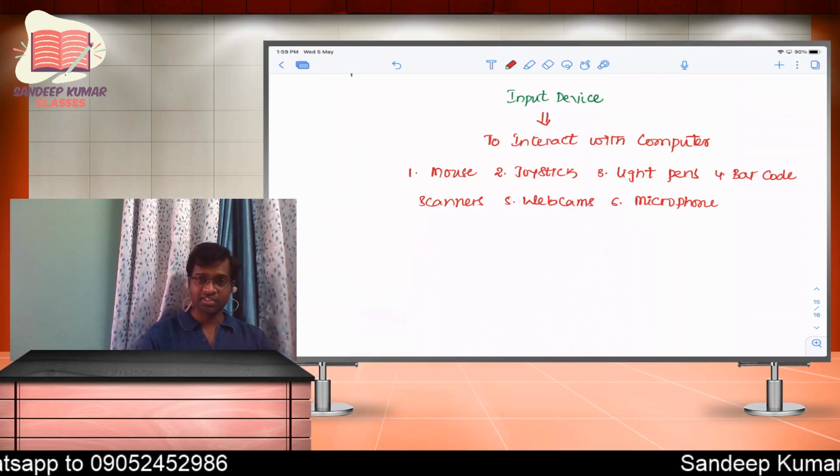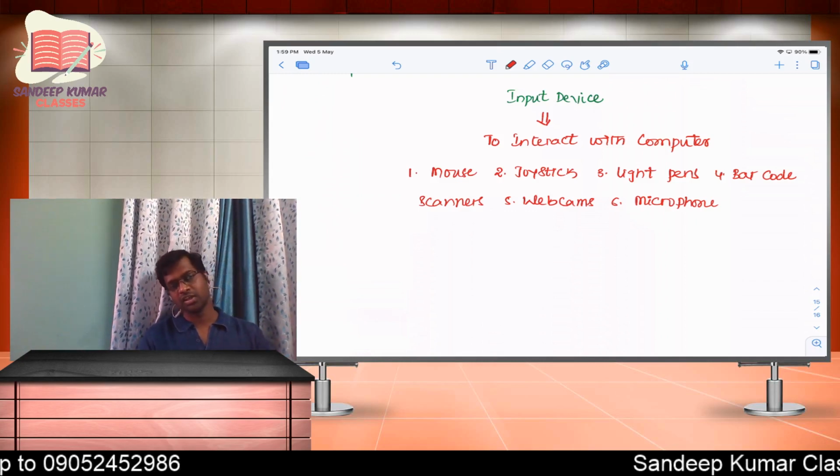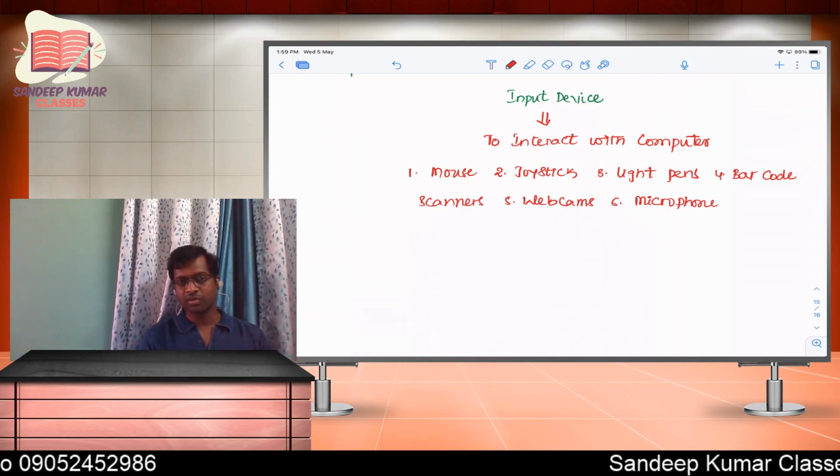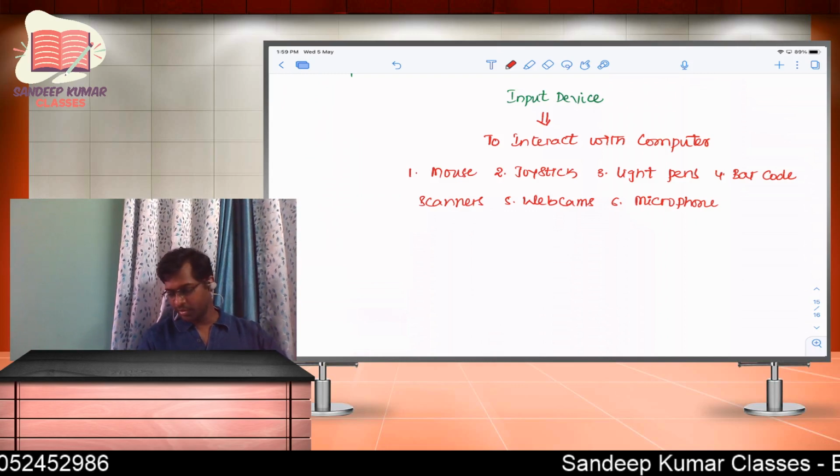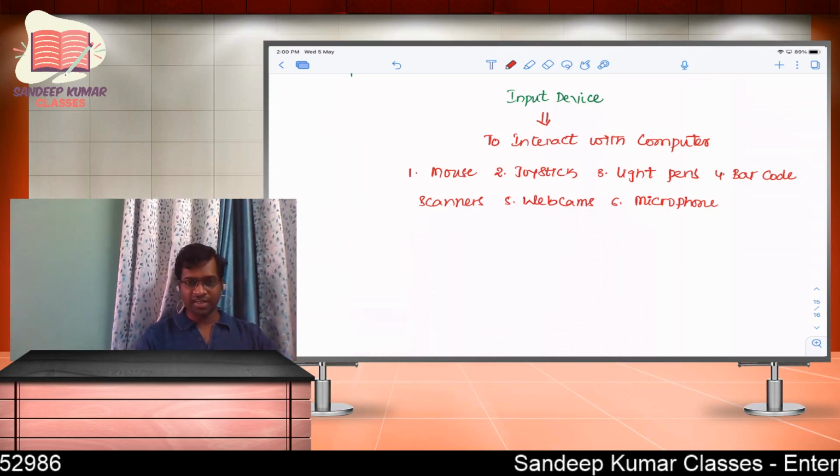Unless you know certain examples, you cannot opt for all of the above or none of the above. So whenever you have an MCQ with all of the above and none of the above, you should be very, very careful. What do you mean by input devices? Input devices are required to interact with the computer.